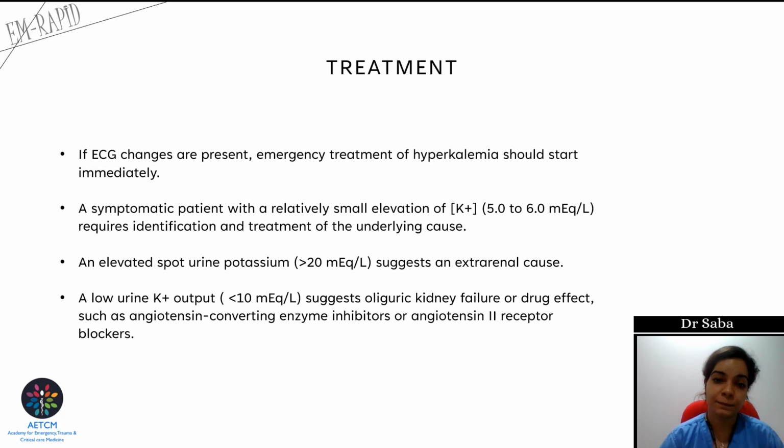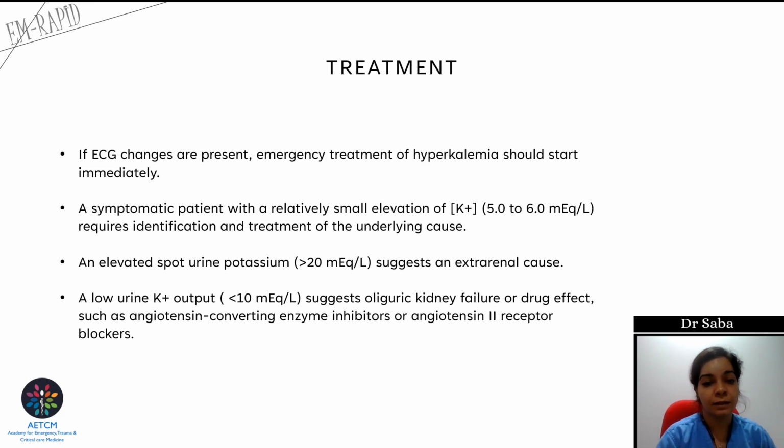An asymptomatic patient with just a small elevated potassium level of say 5 to 6 milliequivalents per liter mostly requires identification, and we treat the underlying cause. It can be because of renal failure or because of rhabdomyolysis or any transcellular shift. Whatever the cause is, it needs to be addressed and treated.